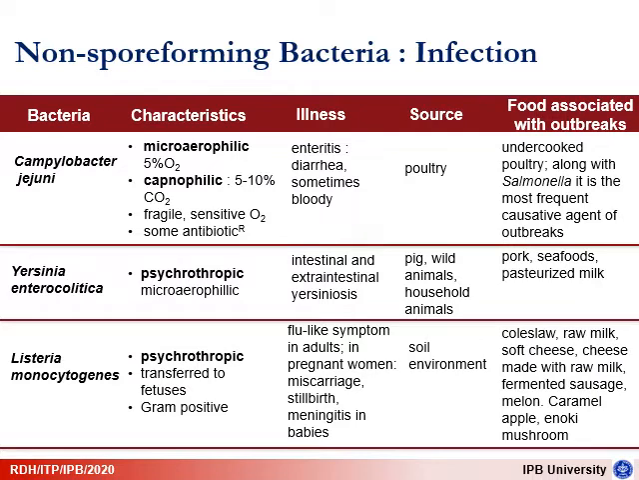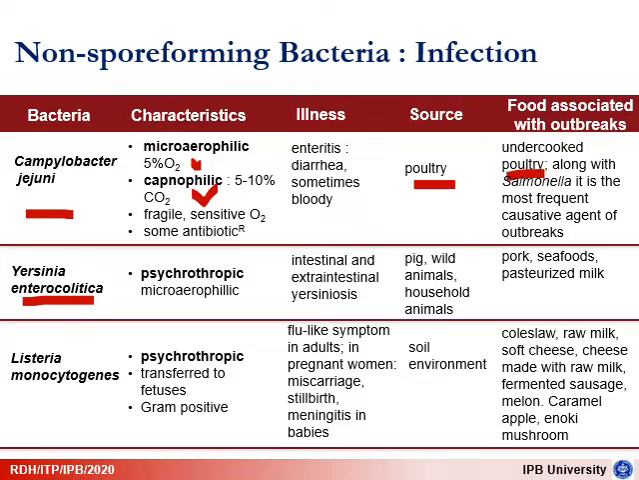This table still deals with non-spore-forming bacteria that can cause infection. The first one is Campylobacter jejuni that can live only when oxygen availability is low. It's called microaerophilic. It also has a property of being capnophilic, that means it needs 5 to 10% of carbon dioxide to grow. It causes enteritis, diarrhea, and sometimes bloody diarrhea, and the main source is poultry. That's why the outbreaks are generally associated with undercooked poultry.